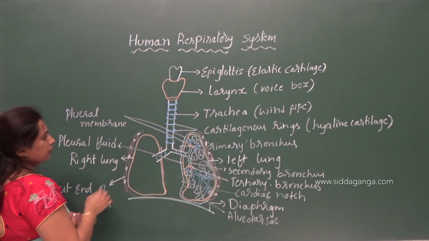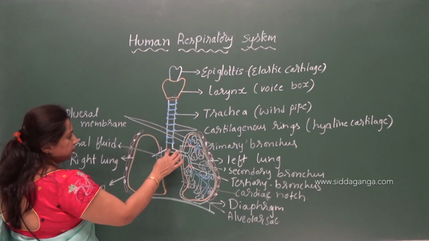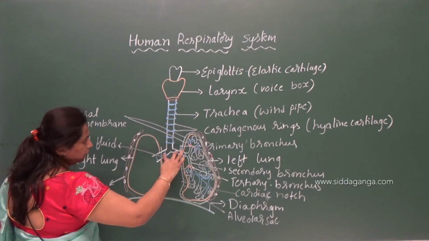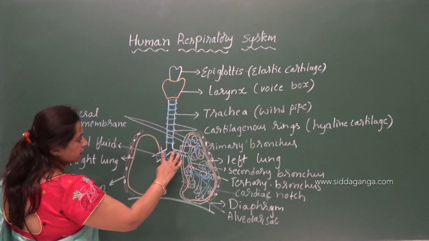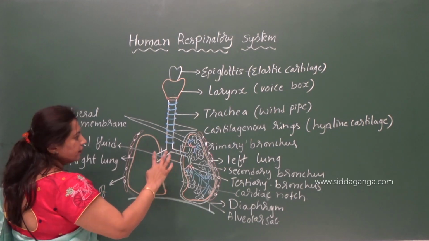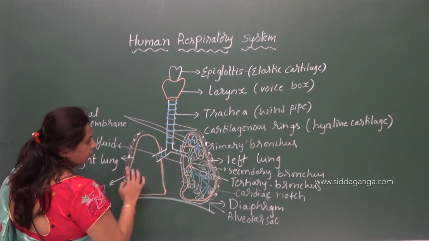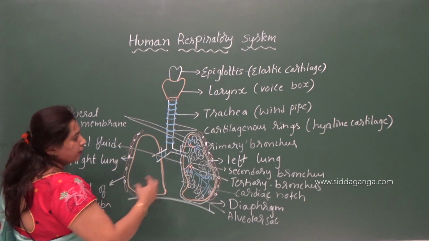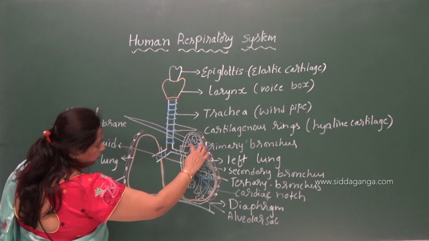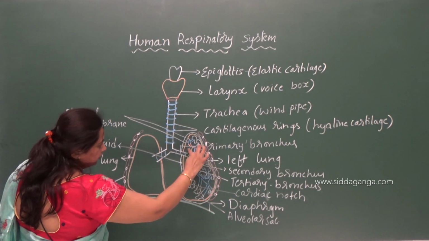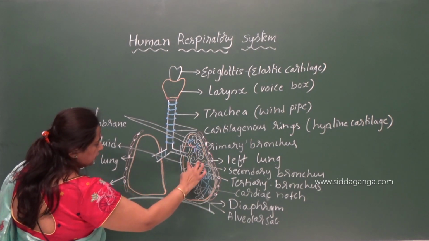Okay. Then when the trachea enters the mid-thoracic cavity, it will divide into two branches. These two branches are called as what? Primary bronchi. Okay. So these primary bronchi, on entering into the lungs, start dividing. The primary bronchus divides further to form secondary bronchi.